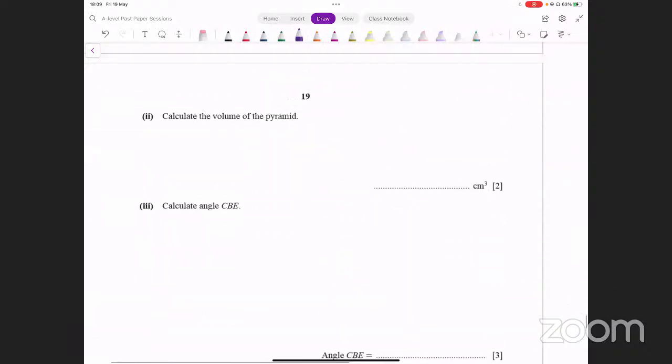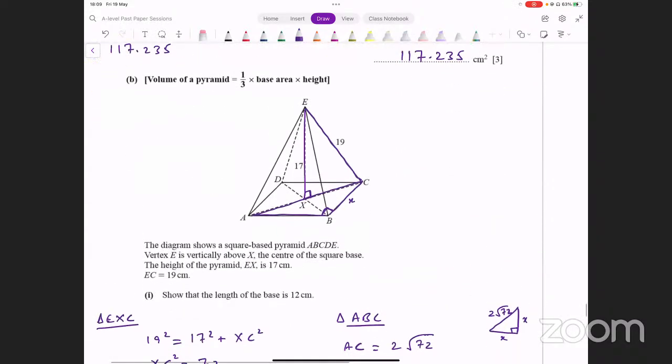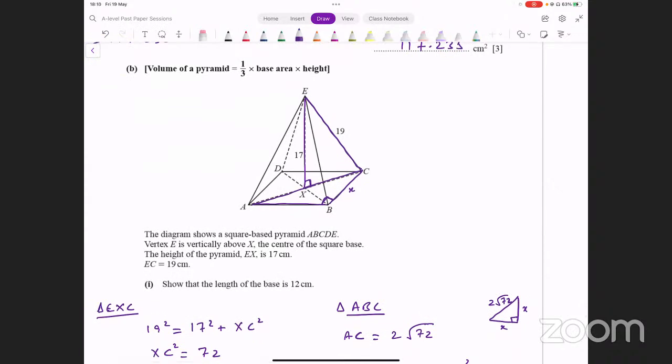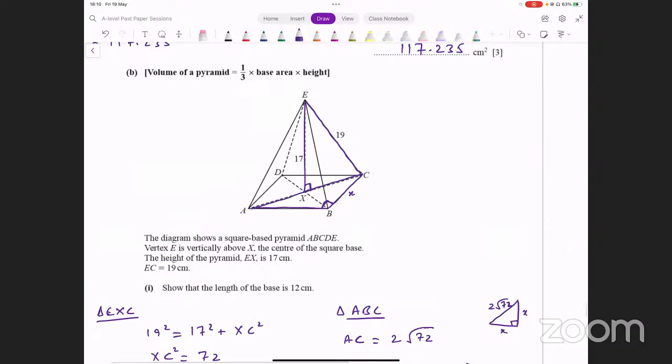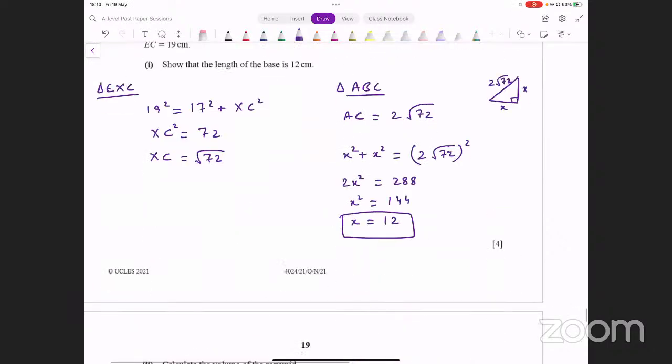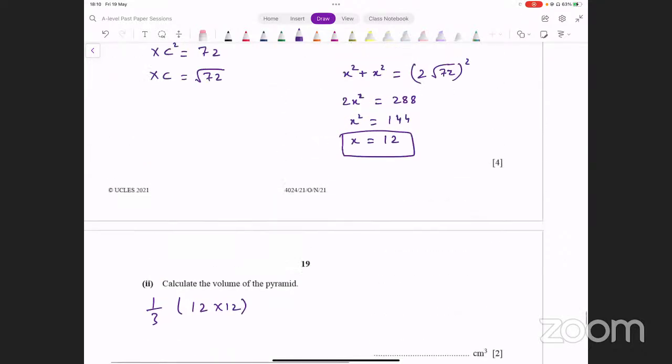Okay, part 2. Calculate the volume of the pyramid. Volume of pyramid, उसने फॉर्मूला यहाँ पे दिया भी हुआ है आपको, 1/3 into base area into height, right? Do we have the base area? The base is a square. X की वैल्यू में पता चल गई है, 12 है। 1/3 into base area. Base area कितना आएगा? 12 into 12, right? Square का area कितना होता है? Side का square.